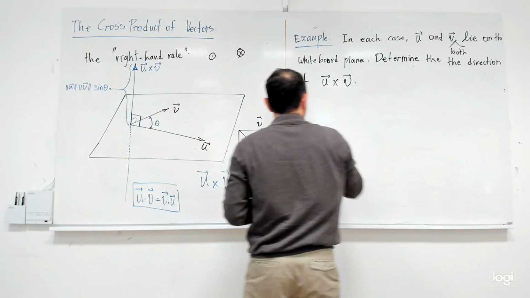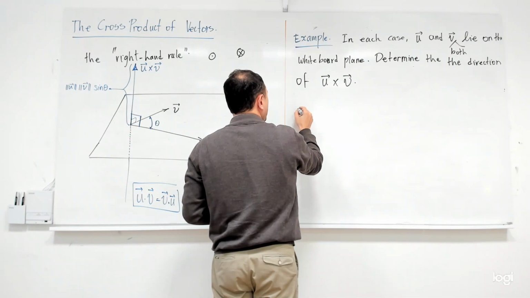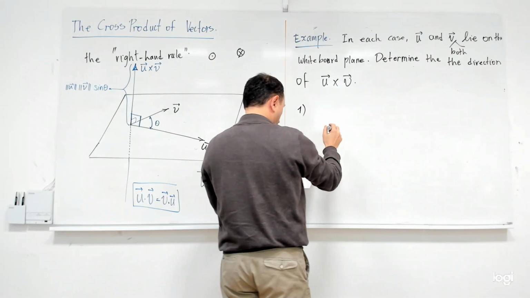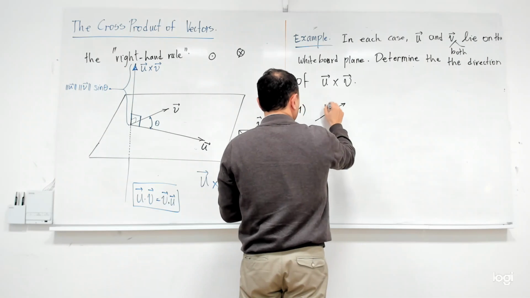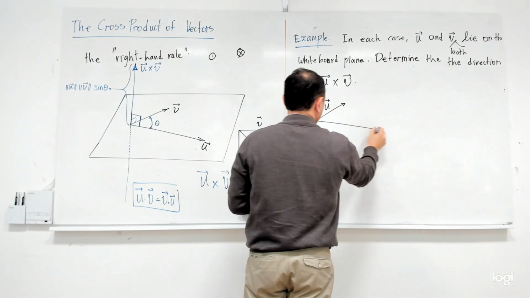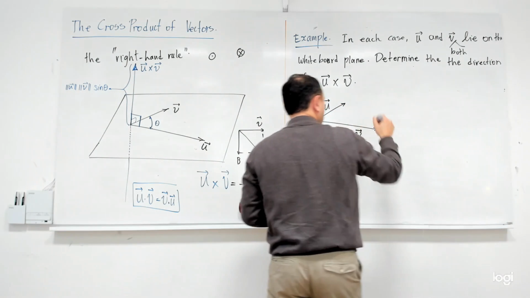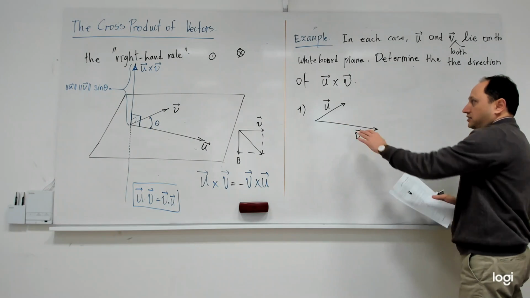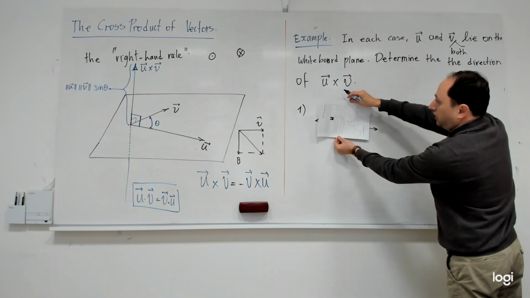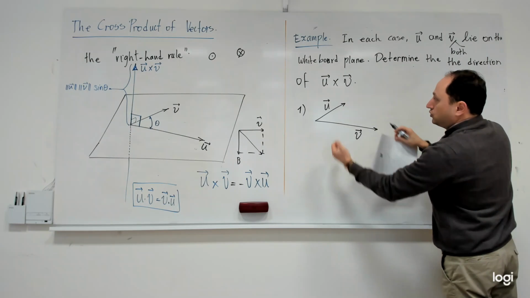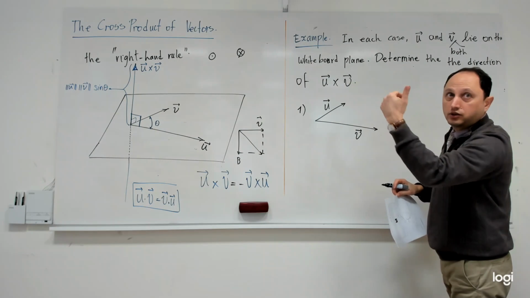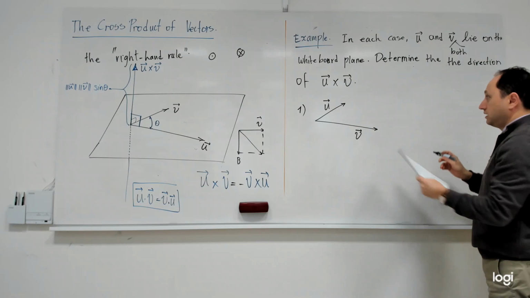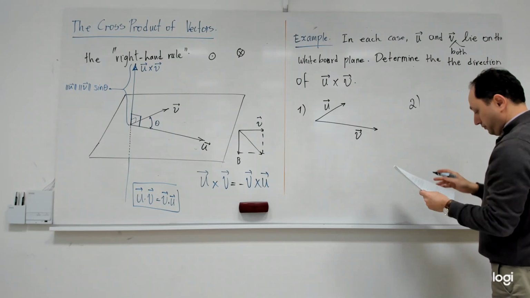Okay? So let me draw some pictures for you. So number one, let me draw U in this way. I draw V here. So I will draw them and then you can start solving. Don't imagine it. So U and V are both on this plane. So U cross V either goes outward or goes inward. You need to realize that. So number two.